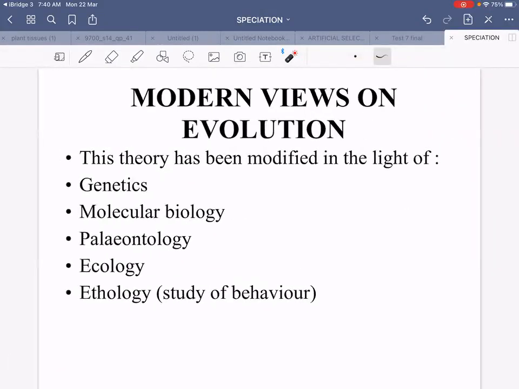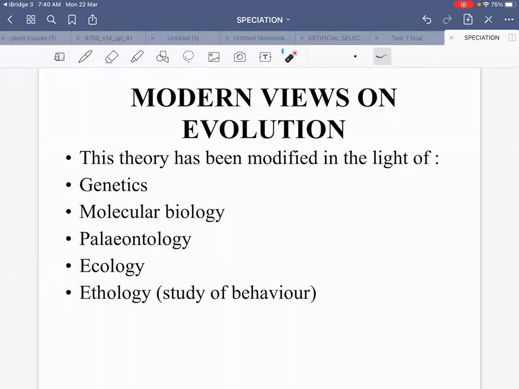This is the modern views on evolution. The theory of evolution has been modified in the light of genetics. For example, I would put it like this: when biologists have to give evidence for the theory of evolution, they try to take evidence from these branches, sub branches of science or biology. So they take evidence from genetics, and from molecular biology, from the study of fossils, which is paleontology, from ecology, and from ethology, which is the study of behavior.